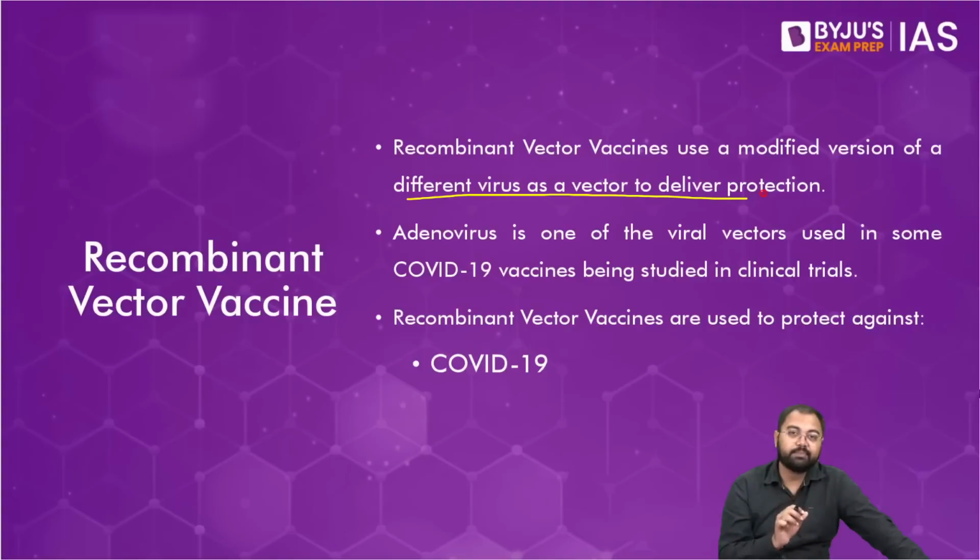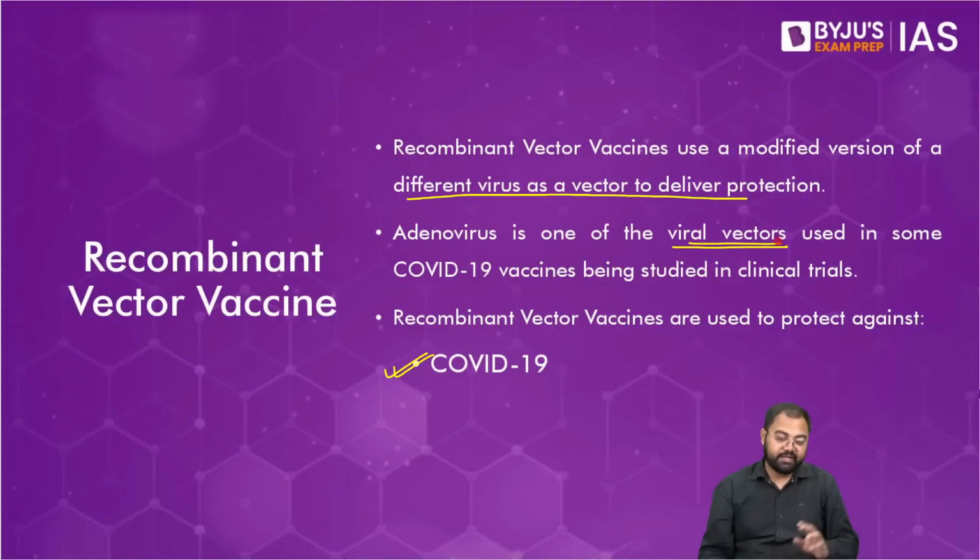Now here, what happens is that in case of recombinant vector vaccines, there could be two different viral vectors. All right, there could be two different viruses that could be used together. So genes from two different viruses. Now again, this is also something that has been done for the first time against COVID-19, that viral vectors were used against COVID-19, and they were able to make this particular vaccine.